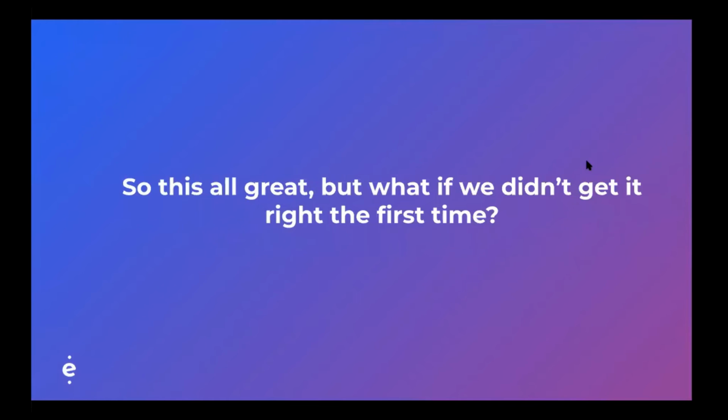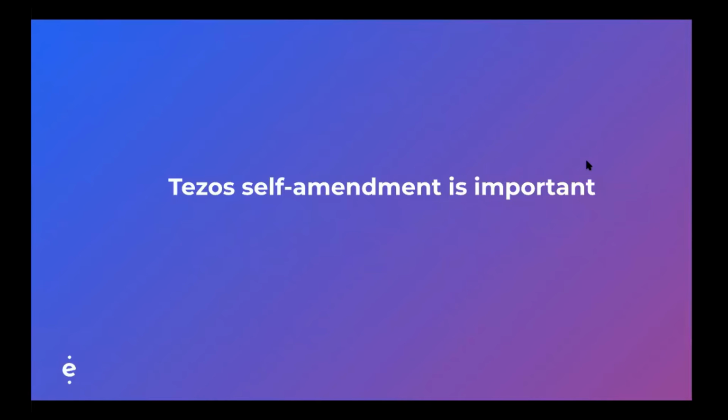So as I say, this is all great. We've got a nice consensus mechanism. What if we didn't get it right? Well, you know what I'm going to say here. Self-amendment. You're not going to get it right. Tezos has got it wrong in the past. Every blockchain's got it wrong. Every blockchain has its issues.